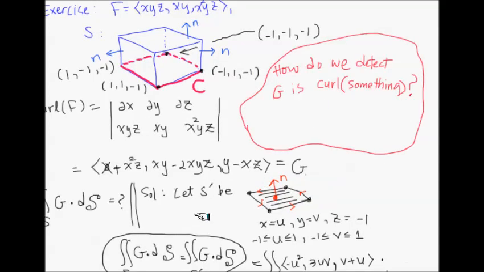So this example raises a very important question. How do we know that a given vector field G in this way is a curl of something? If we know that this is a curl of something, then we can simplify the surface any way you want, and then we can do this simpler surface integral rather than a hard one like this. All right? So that's going to be part 3.